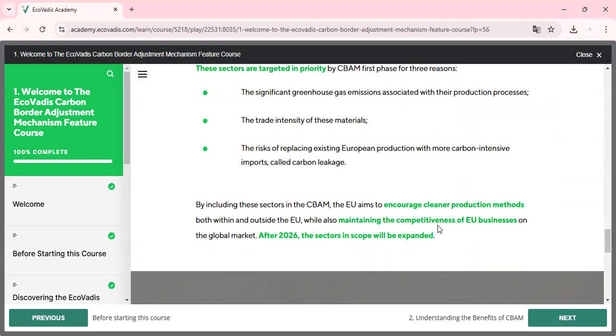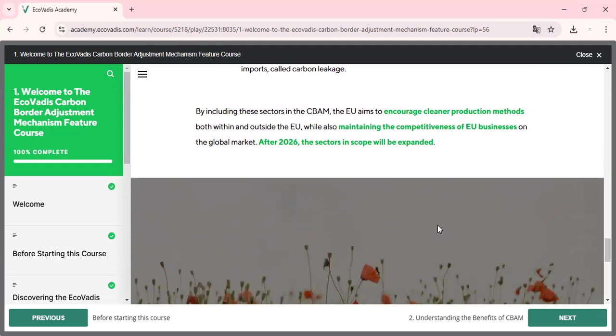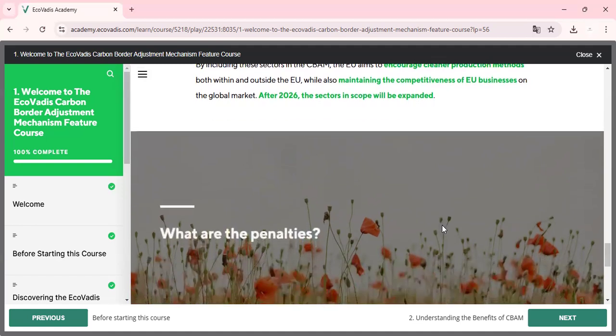The significant greenhouse gas emissions associated with their production processes. The trade intensity of these materials. The risks of replacing existing European production with more carbon-intensive imports, called carbon leakage. By including these sectors in the CBAM, the EU aims to encourage cleaner production methods both within and outside the EU, while also maintaining the competitiveness of EU businesses on the global market. After 2026, the sectors in scope will be expanded.